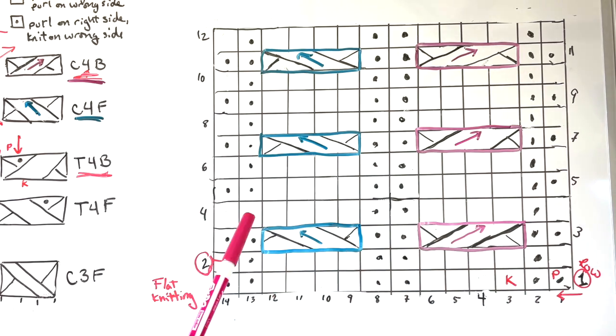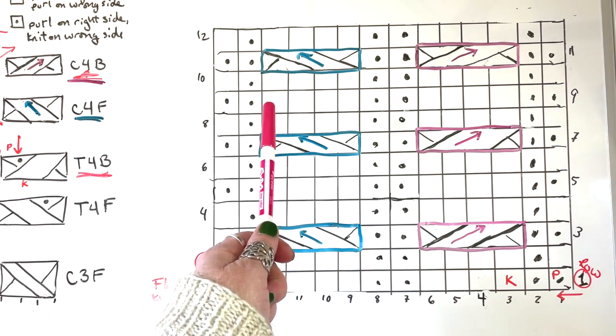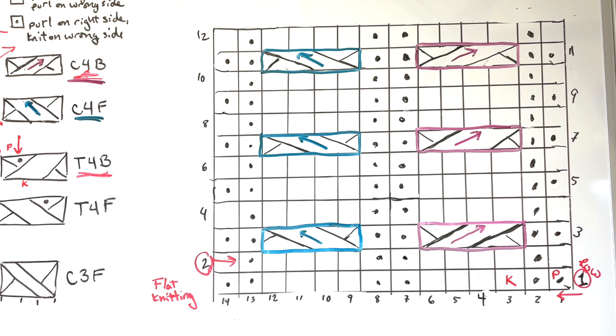And everything else, if there is a box without a symbol in it, on the right side I'm knitting, wrong side I'm purling. And if it's got a dot in it, on the right side I am purling, on the wrong side I'm knitting.